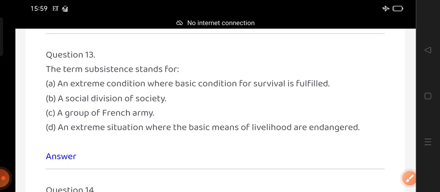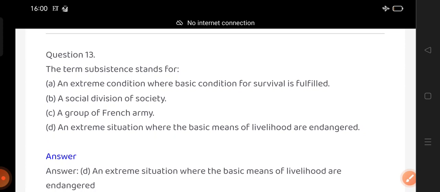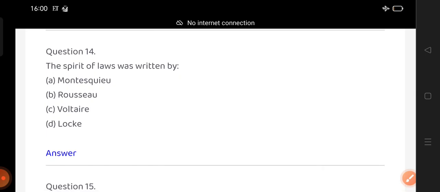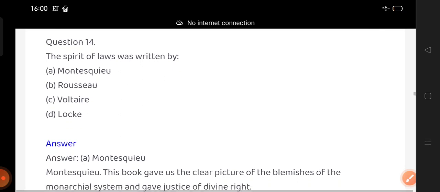Subsistence crisis was there, no? The term subsistence stands for. Counting begins. 1, 2, 3, 4. The answer is D: extreme situation where the basic means of livelihood are endangered. Then question 14. The Spirit of the Laws was written by. Counting begins. 1, 2, 3, 4. You got the answer: option E.